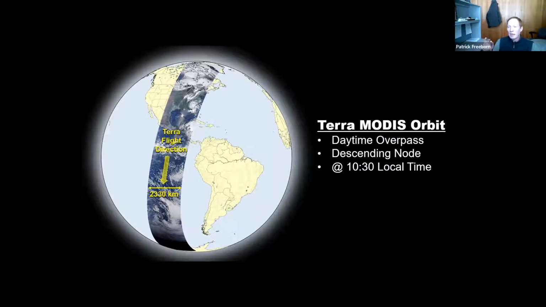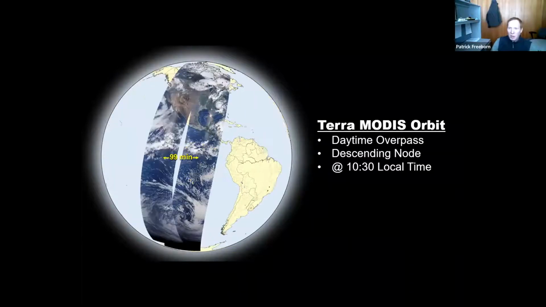That is when Terra flies over the equator at 10:30 a.m. local time, it's flying from north to south. And you can imagine that Terra is going to continue flying southwards over the South Pole and then travel northwards on the opposite side of the globe until it comes back over the North Pole. And 99 minutes later, it completes 1 orbit.